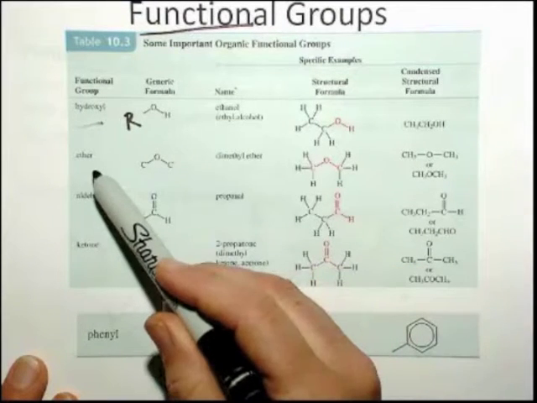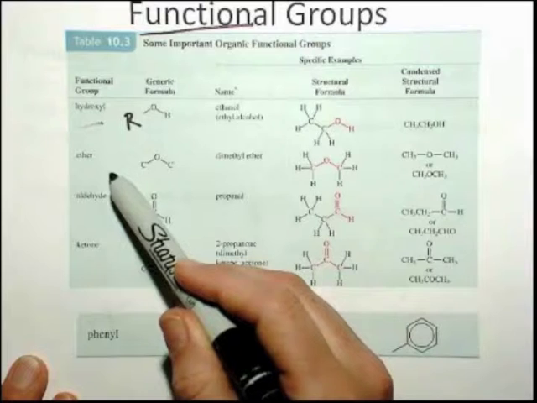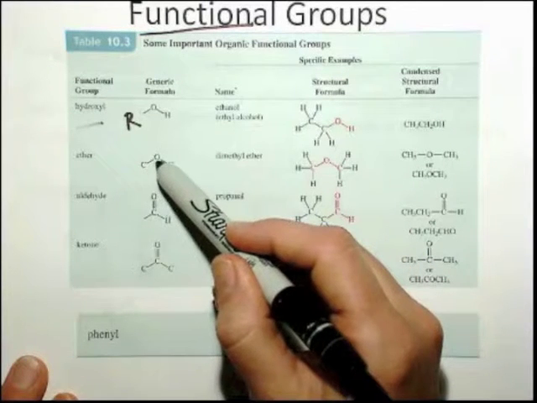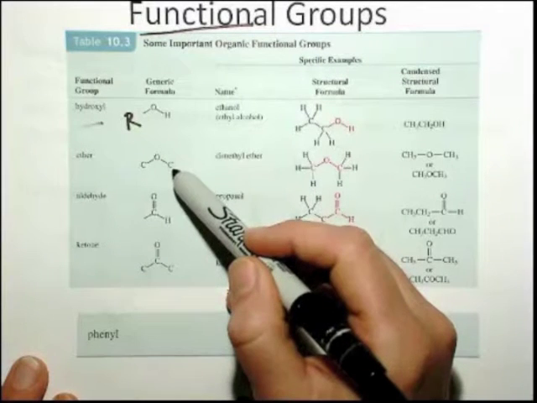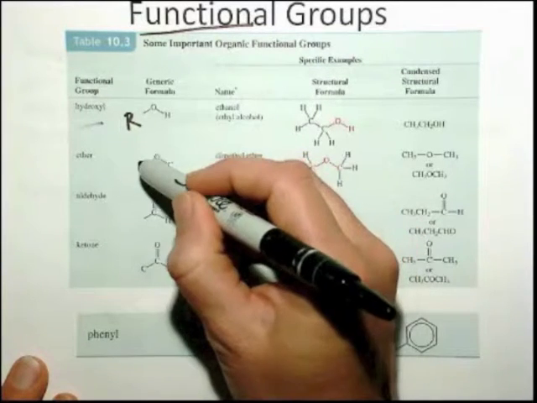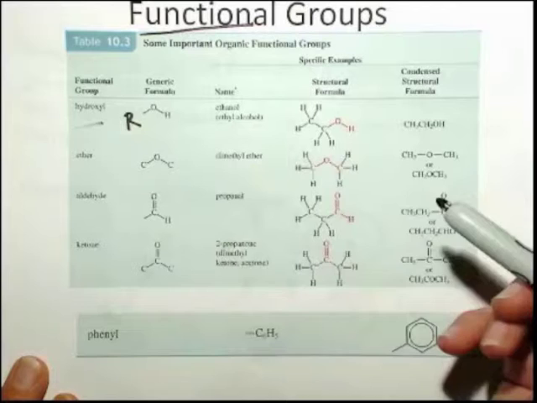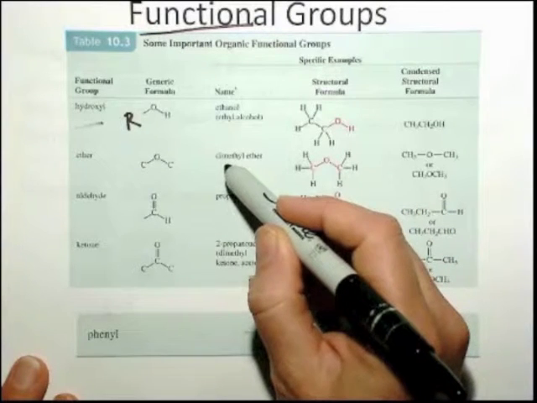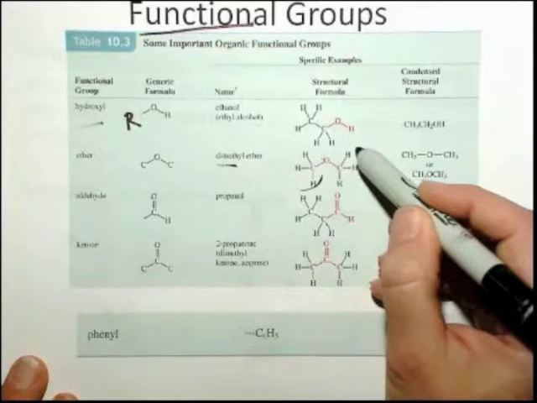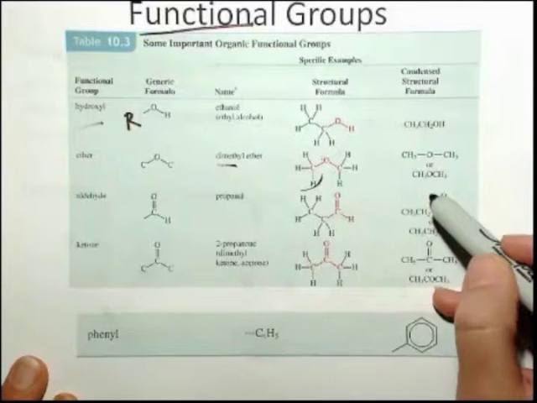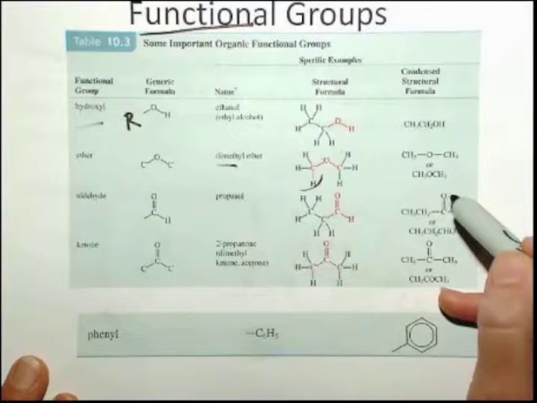All right, and the next one listed here is ether. An ether functional group is when a carbon has a single bond to an oxygen, and then the oxygen has a single bond to a carbon. So the rest of the hydrocarbon exists on either side. The simplest ether is dimethyl ether because there's a methyl group on either side of the oxygen. Okay, and here's two different ways to represent it.